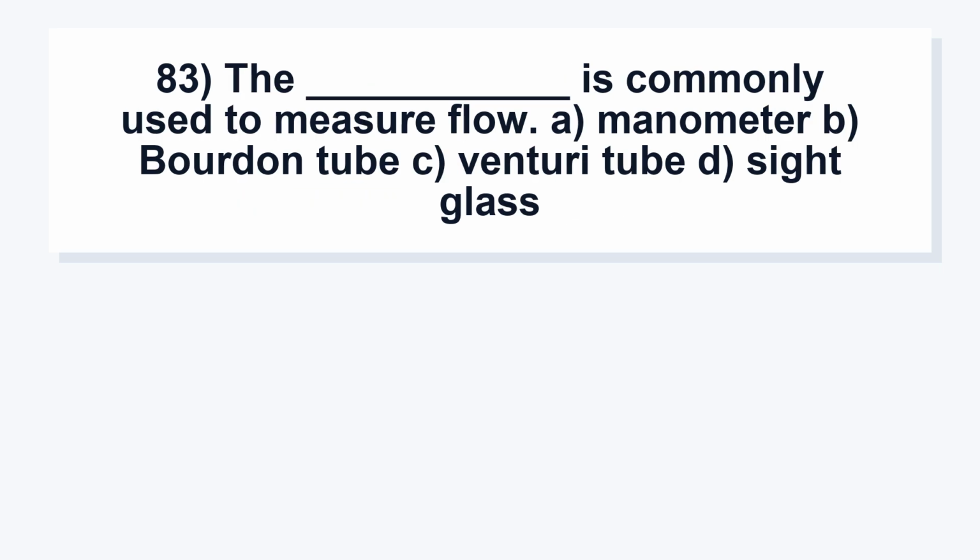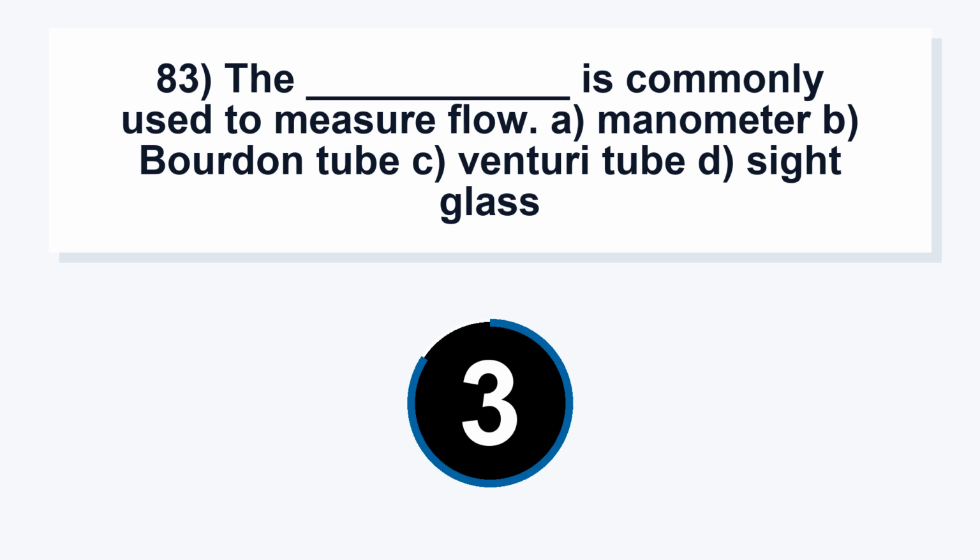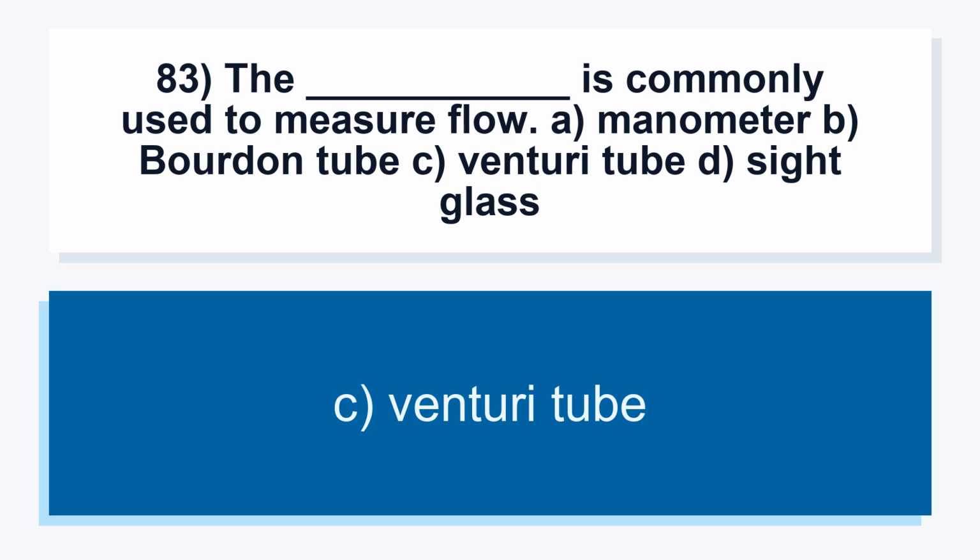83. The is commonly used to measure flow. A. Manometer, B. Bourdon tube, C. Venturi tube, D. Sight glass. C. Venturi tube.